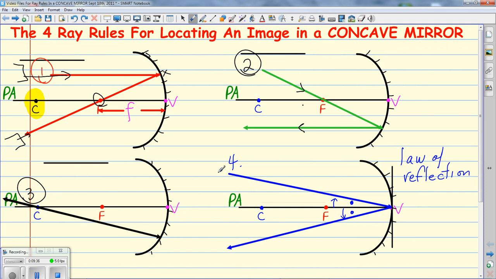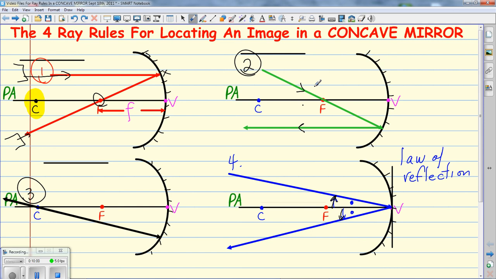And last but not least, any ray of light that strikes the vertex will reflect in such a way that the angle that it comes in at will exactly equal the angle that it leaves at. This one's a little bit trickier to do. You don't have to do this one if you don't want. You just need to choose 2 of the remaining 3. There you go. The 4 ray rules for locating an image in a concave mirror.